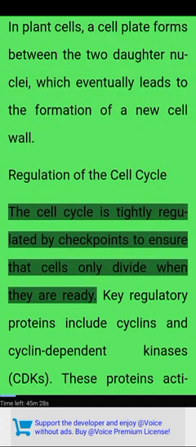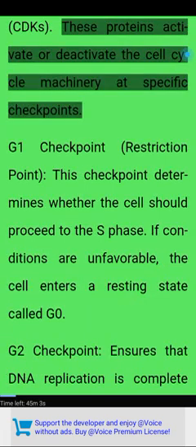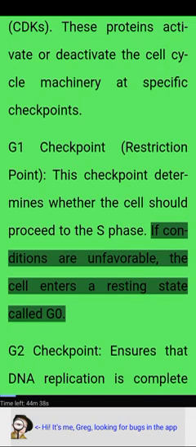Regulation of the cell cycle. The cell cycle is tightly regulated by checkpoints to ensure that cells only divide when they are ready. Key regulatory proteins include cyclins and cyclin-dependent kinases (CDKs). These proteins activate or deactivate the cell cycle machinery at specific checkpoints. G1 checkpoint, the restriction point. This checkpoint determines whether the cell should proceed to the S phase. If conditions are unfavorable, the cell enters a resting state called G0.